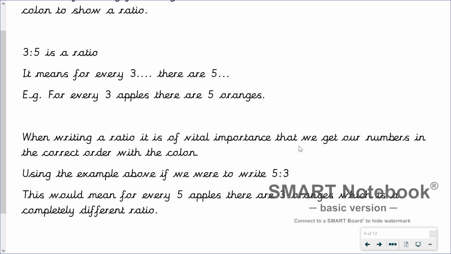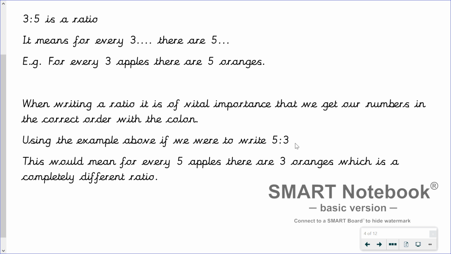When writing a ratio, it's of vital importance that we get our numbers in the correct order. So instead, if we're not writing for every, we need to put our numbers in the right order. So the example above, if we hadn't written it in the right order and written 5:3, or 5 to 3, this would mean that for every 5 apples, there are 3 oranges, which completely changes the question. So for every 3 apples, there are 5 up here, and then here for every 5, there are 3. It changes it completely. So you need to be really careful you write your numbers on the correct sides of the colon.